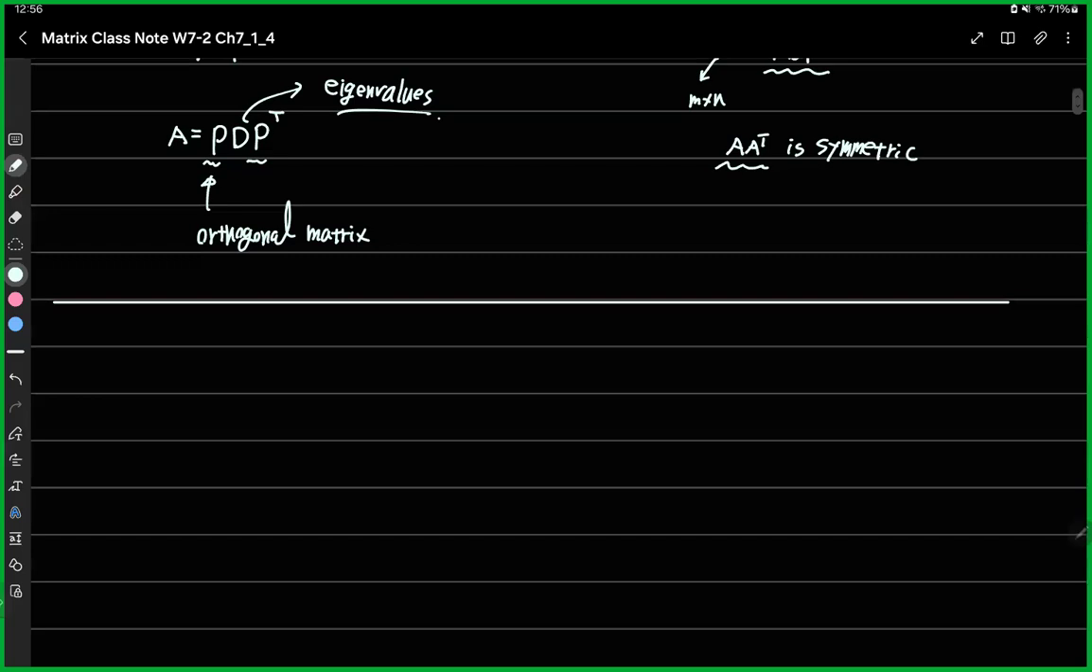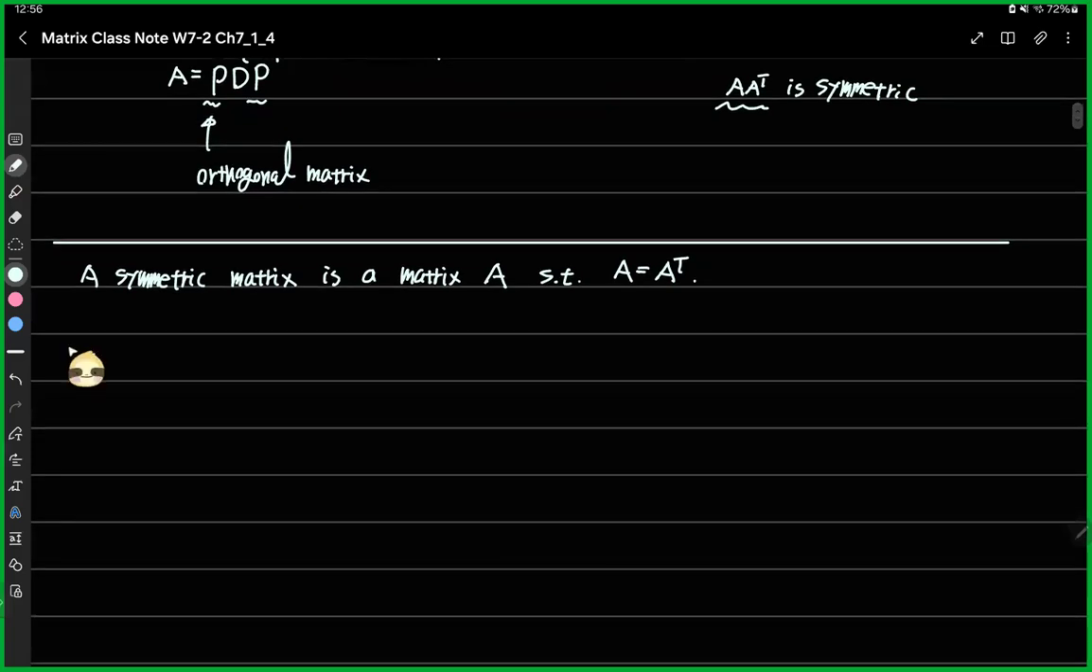Okay, what is a symmetric matrix? A symmetric matrix is a matrix A such that A is equal to A transpose. Which means that A must be a square matrix. Necessarily, A must be a square matrix. So see example one.